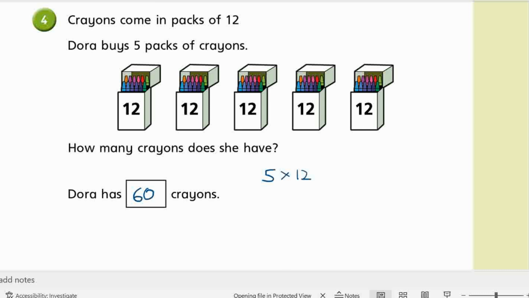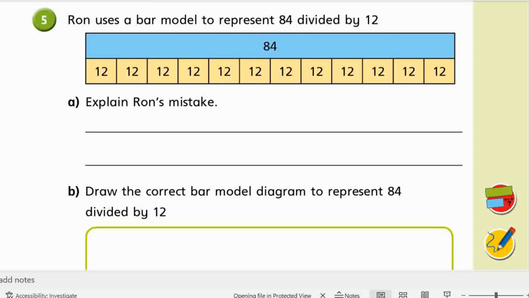Okay. Ron uses a bar model to represent 84 divided by 12. So let's see how many times 12 goes into 84. 1, 2, 3, 4, 5, 6, 7, 8, 9, 10, 11, 12. Right, yes. That's very odd. So explain Ron's mistake.